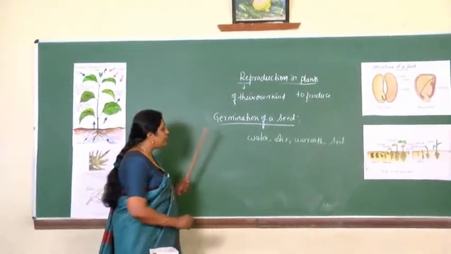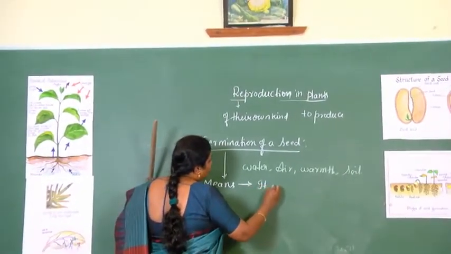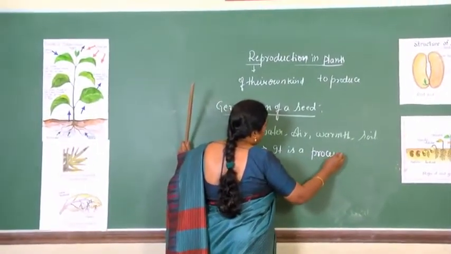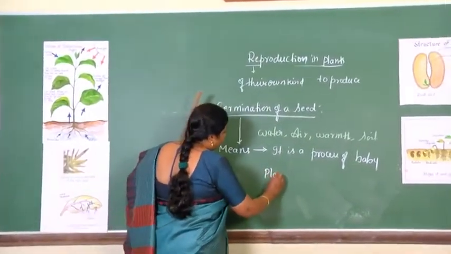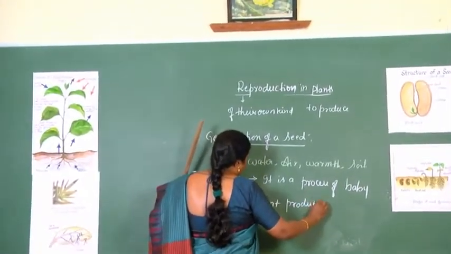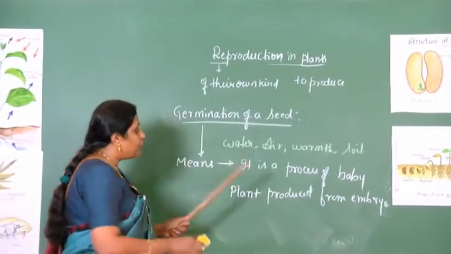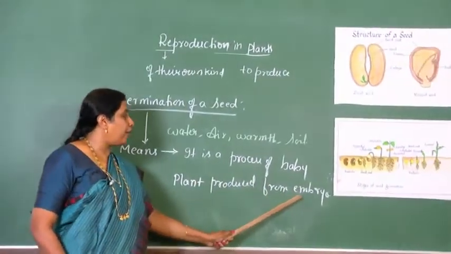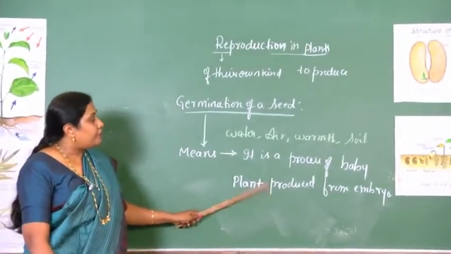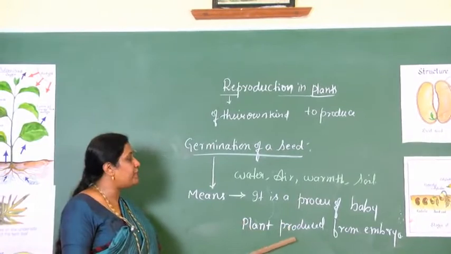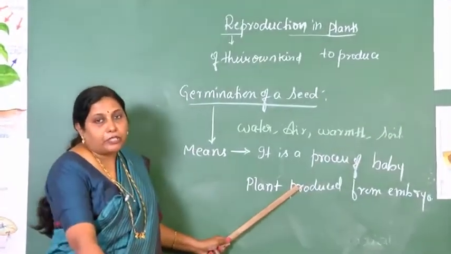Here germination is the process of a baby plant produced from the embryo. For proper germination of a seed, the seed should get all the favorable conditions like water, air, warmth and soil. Then only the seed can grow.